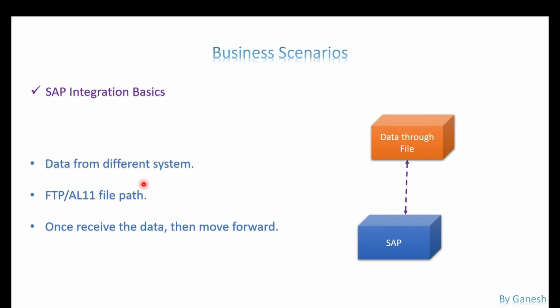And the next idea would be data through file. So if it is a file, then we need a place to just store the file. It could be a common place, but it would be a secured place, but not everyone should be able to access that. Okay.